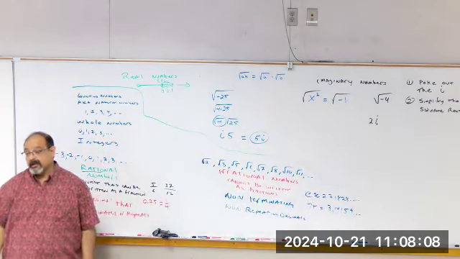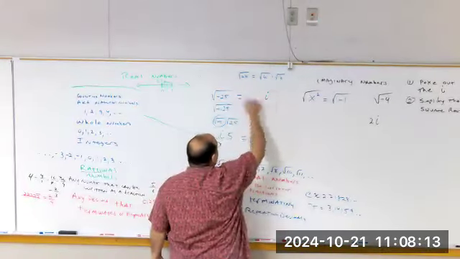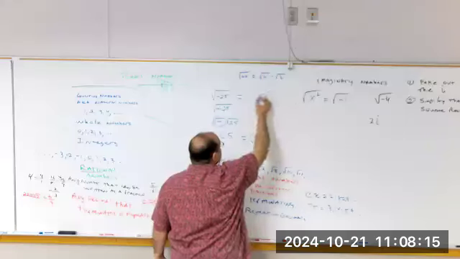You don't have to do all that. That's why I simplify and say, poke out the i. What's the square root of 25? It's a 5.